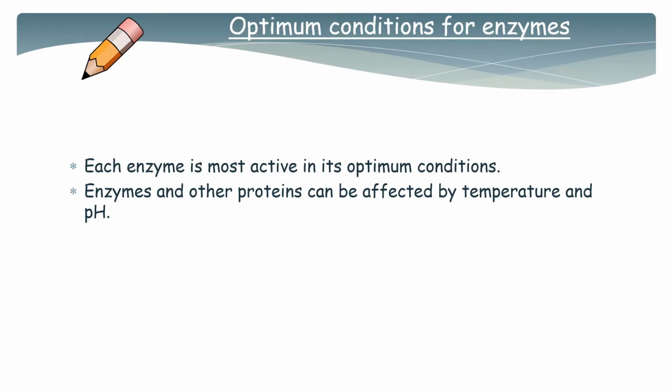So you'd want to write a note on this, so you'd put optimum conditions for enzymes as your title. So each enzyme is most active in its optimum condition. So optimum is where your enzyme is most active, and you need to know this word optimum and what it means. So enzymes and other proteins can be affected by temperature and pH. So your optimum condition is where your enzyme is most active, and that is what you need to pick up from here. So enzymes have an optimum, and optimum means that your enzyme will be most active. So your enzymes are proteins and they can be affected by temperature and pH.